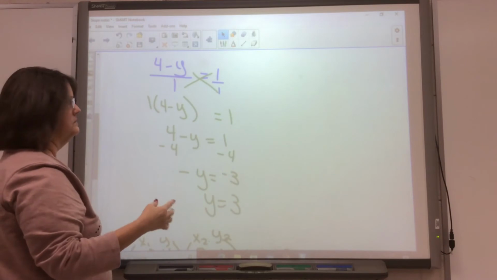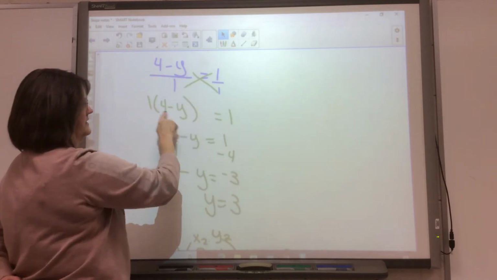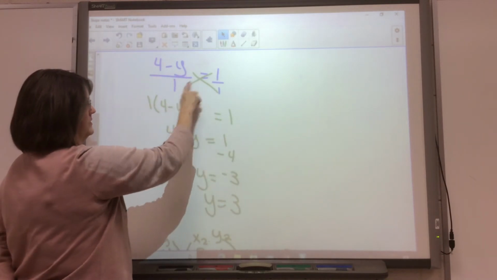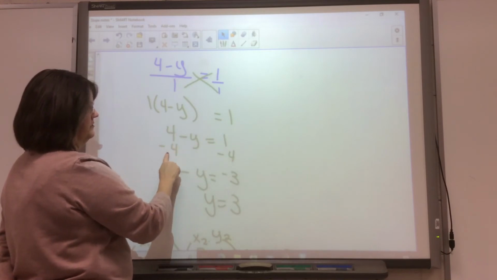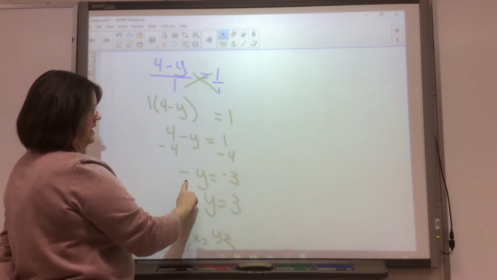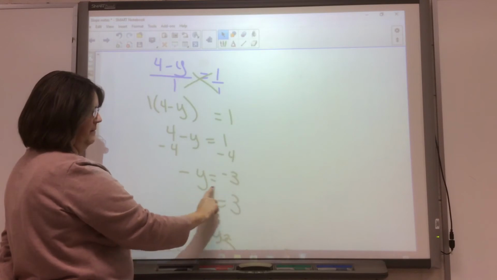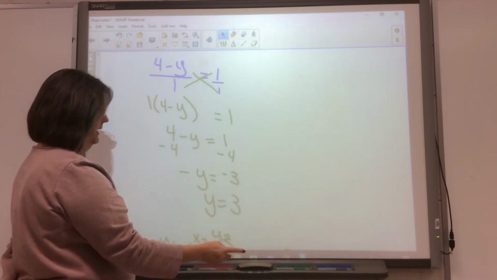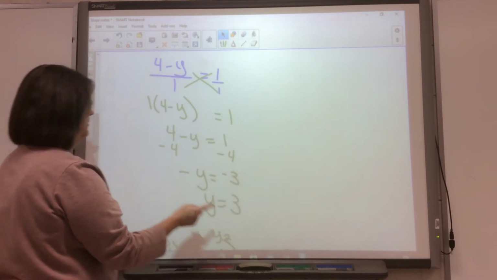You just need to cross multiply. It's as simple as doing that. 1 times 4 minus y is 4 minus y. 1 times 1 is 1. And then you subtract 4 from both sides. Negative y is negative 3. Divide by negative 1, y is 3. And so that's the missing coordinate.